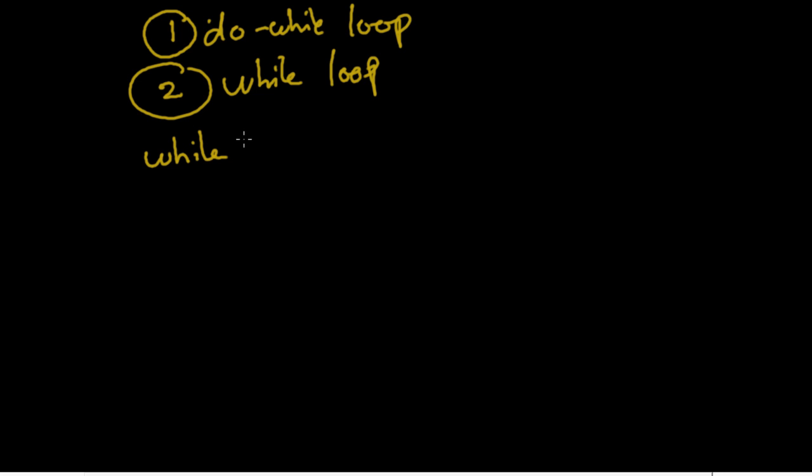First we write while, open bracket, and the condition inside. Now as of the previous example, mark is lesser than 0 or mark is greater than 100. The condition is this. If condition is met, it will loop back over again.